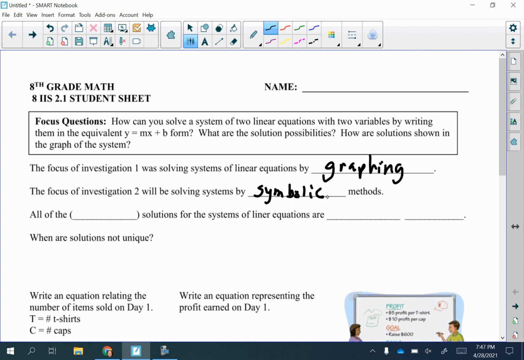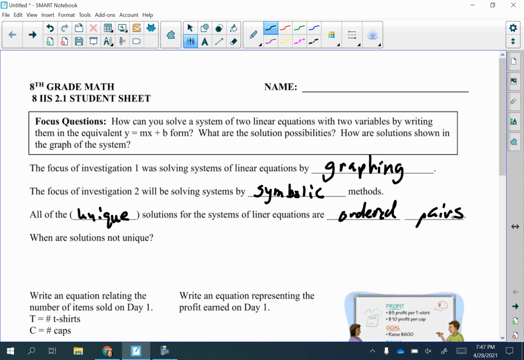Okay. So it says all the unique solutions for the system of linear equations are ordered pairs. Okay, that doesn't change. We're still finding the intersection point of two lines. We're just not actually graphing the lines. We are just going to use some algebra and find the answer that way. So again, answers can be a little bit more precise because it's a little easier to do that symbolically than it is visually on a graph.